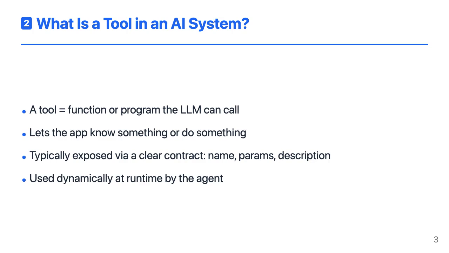Conceptually, tools fall into two big buckets. They help the model know something by retrieving data, or do something by triggering actions like API calls or device control. Each tool is defined with a clear contract, its name, parameters, and a natural language description, so the model can decide when and how to use it during a conversation.